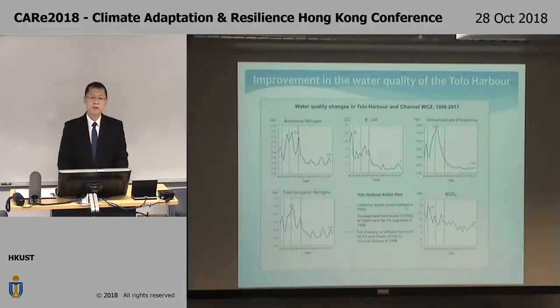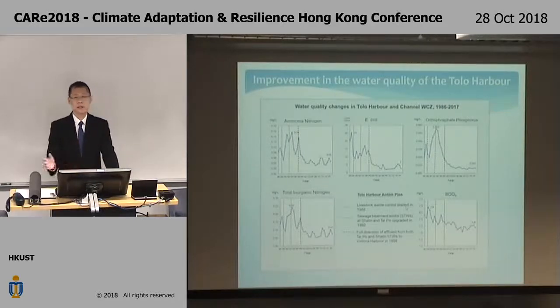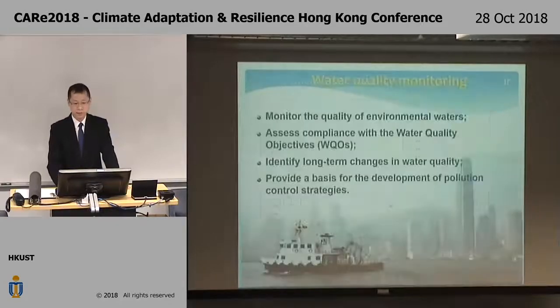The BOD level is very low. It's in general less than 2 mg per liter. So that's what we have achieved in putting all our effort into the Tolo Harbour. And I can see that similar achievement will be seen in Deep Bay, in the Victoria Harbour, and things like that.